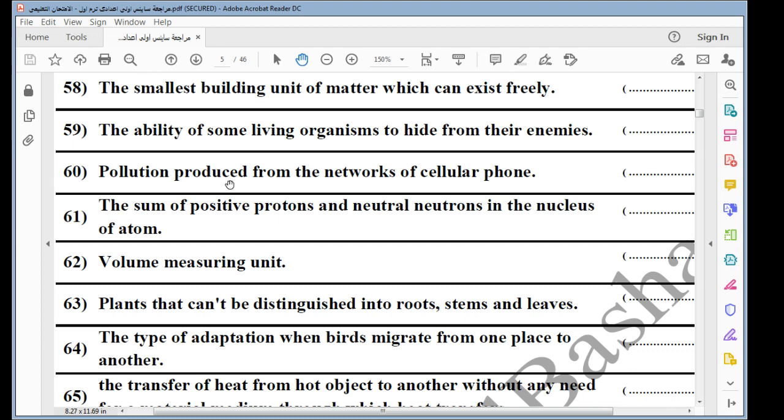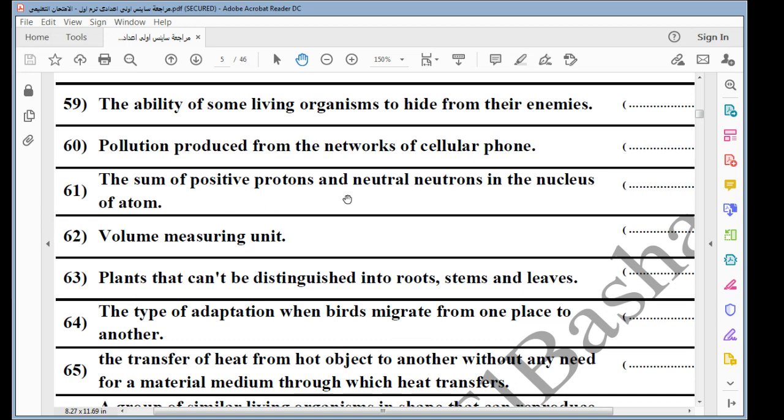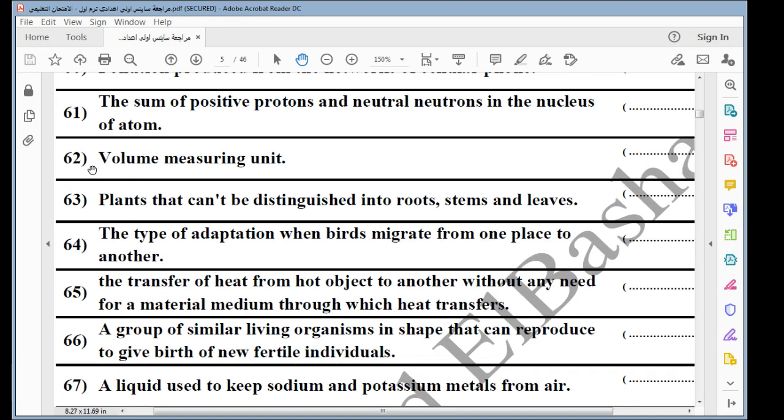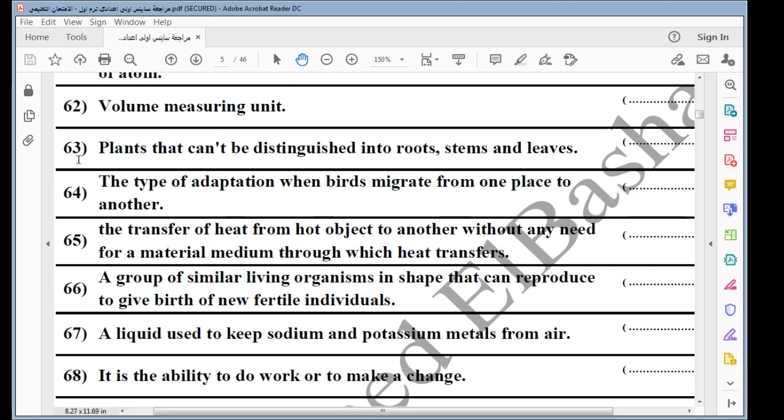60: pollution produced from the network of cellular phones. Of course, this is electromagnetic pollution. 61: the sum of positive protons and neutrons in the nucleus of an atom. Of course, this is the mass number. 62: volume measuring unit. This is cm cubed. 63: plants that can be distinguished into roots, stems and leaves. Of course, these are algae.